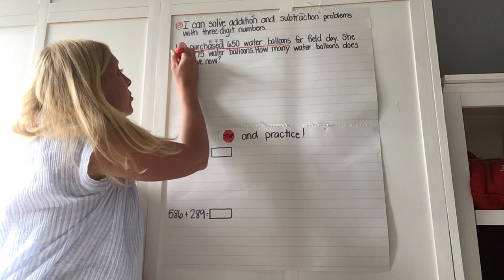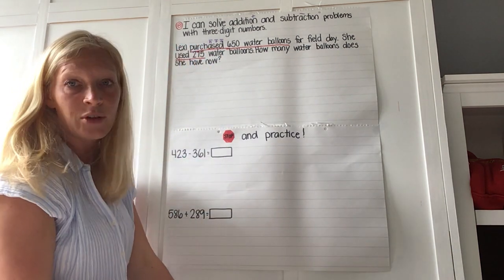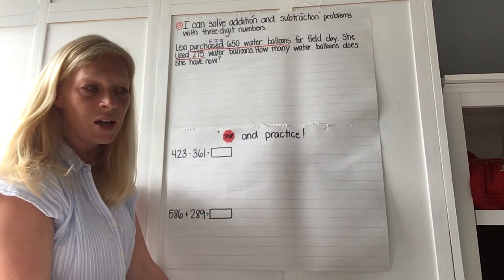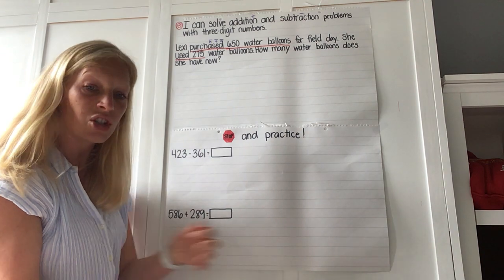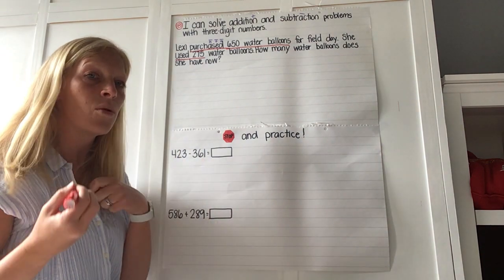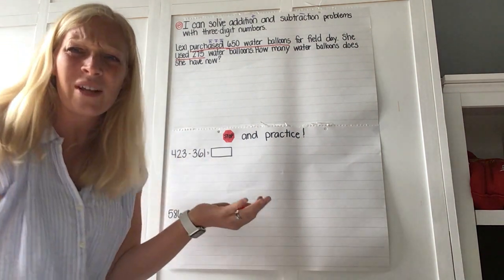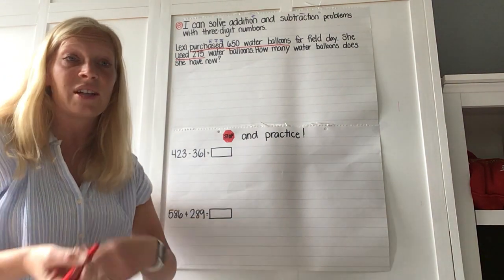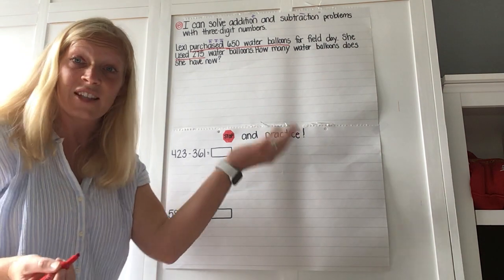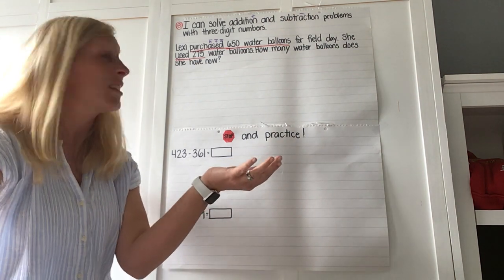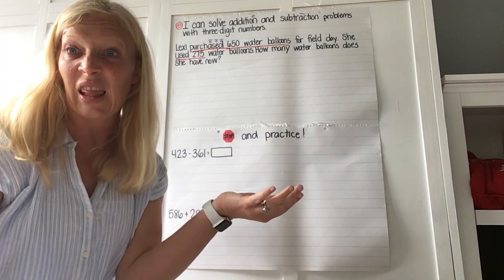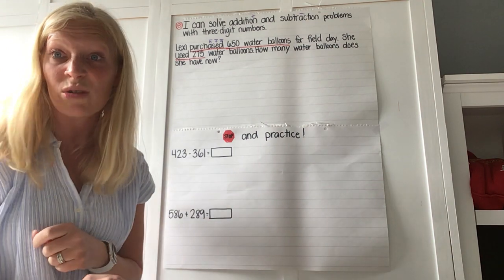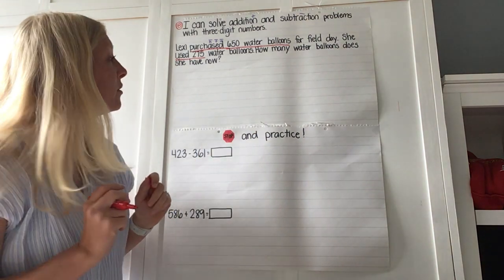Yes, she used 275 of those water balloons, didn't she? And if she used them, what does that mean? Does she still have them? Did she get more? Did she give some away? What does that mean? She gave them away, right? Or she does not have them anymore. She had 650 and now she has 275 less balloons because she used them. They're probably popped all over the field.